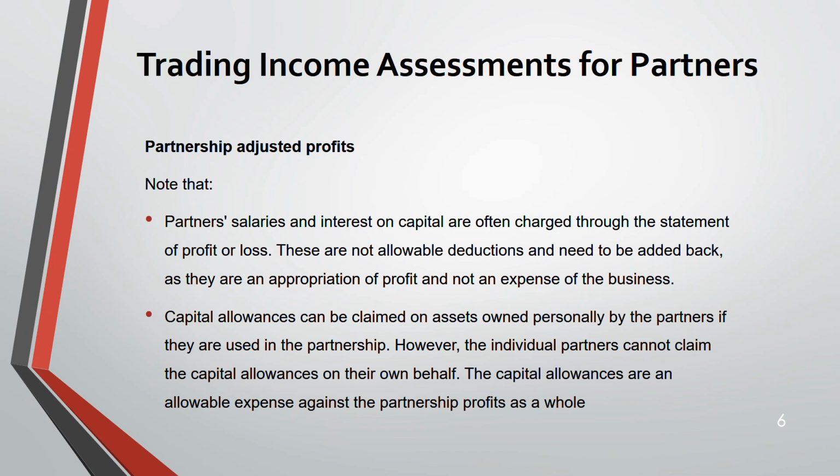Capital allowances can be claimed on assets owned personally by the partners if they are used in the partnership. If the partners are using the asset for their own personal use, you can't claim capital allowance. Only that asset needs to be used in the partnership. Okay, but individual partners cannot claim the capital allowances on their own behalf. And remember, capital allowances are an allowable expense against the partnership profit as a whole. So from the partnership profit, yes, you can deduct capital allowance. Anything allowable means you can deduct; disallowable means you can't deduct.